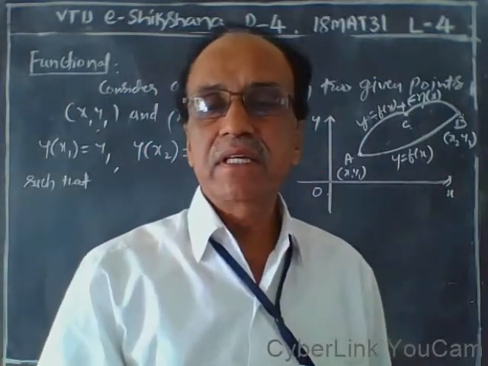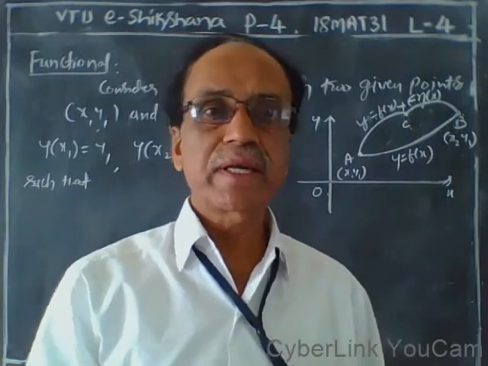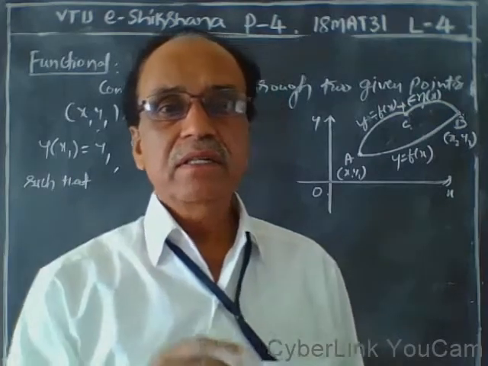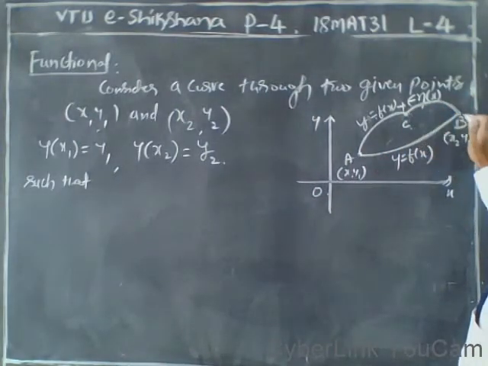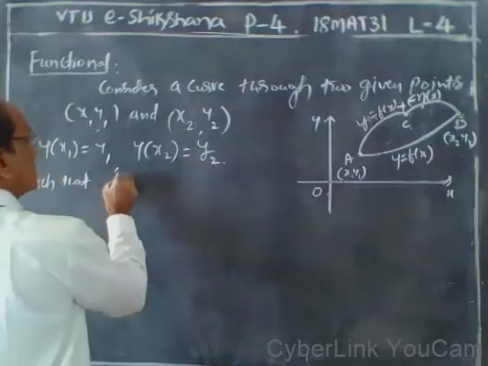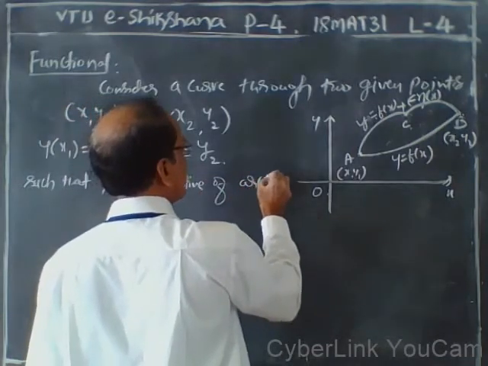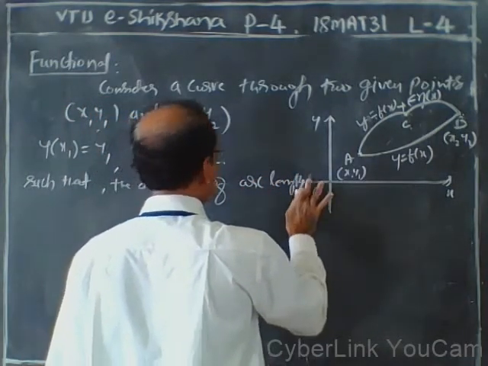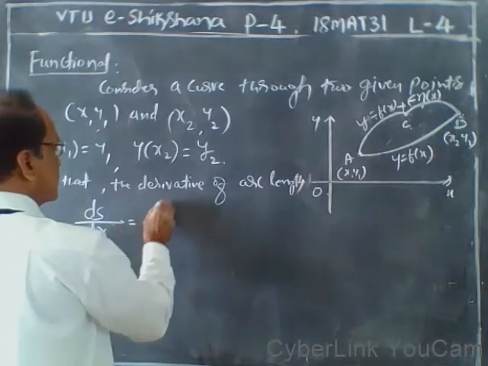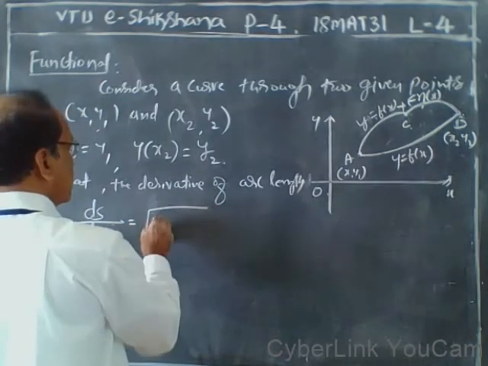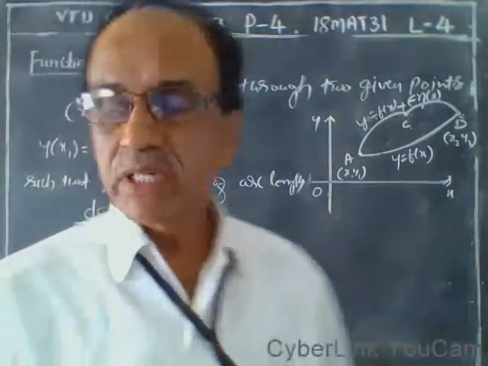You might have discussed this in the radius of curvature chapter, which is another application of differential calculus, but there we studied the derivative of arc length, that means the derivative of arc length from this point to this point, and again from this point to this point. So the derivative of arc length in the Cartesian coordinate system. What was the equation we derived? That is ds by dx is equal to square root of 1 plus dy by dx whole square.